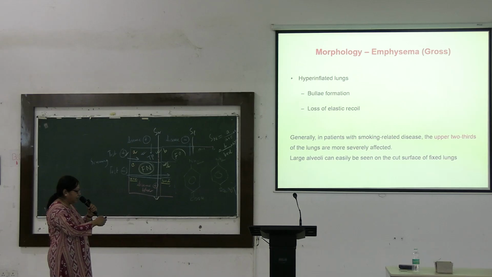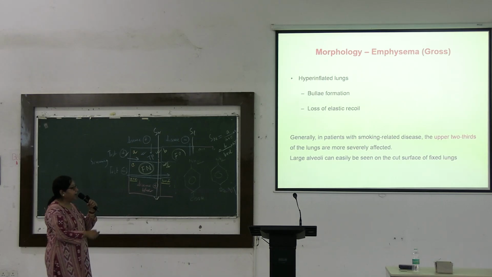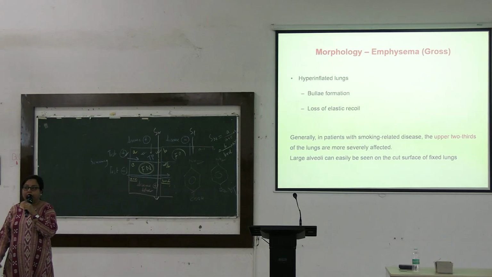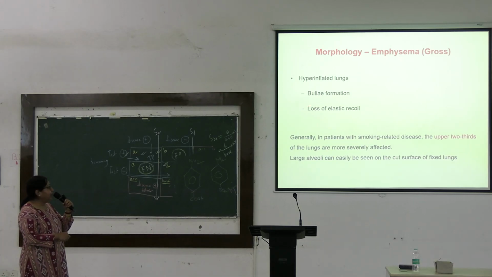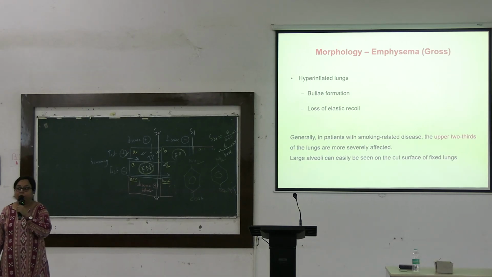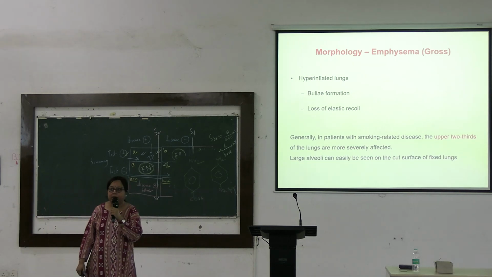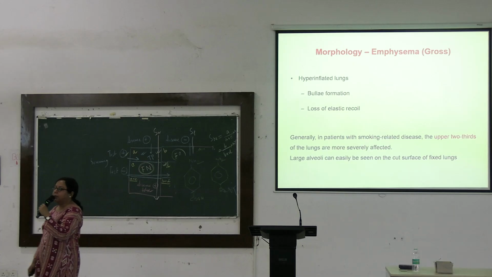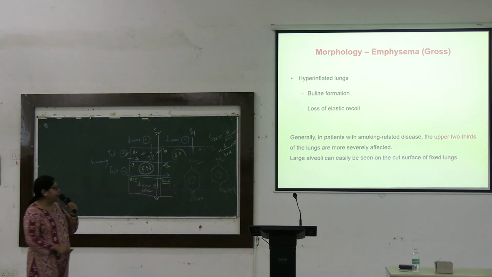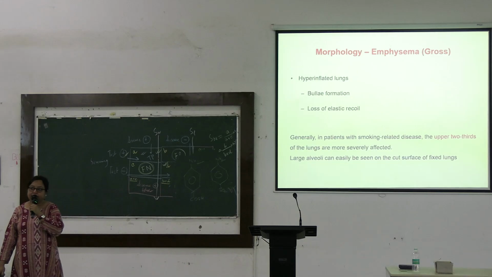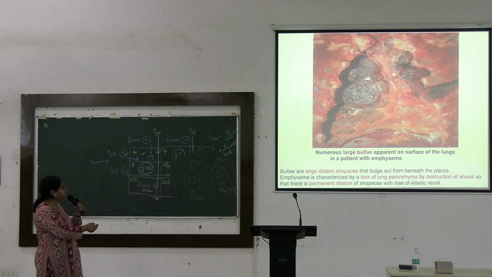So the morphology is, we can see that there is a hyperinflated lung. The lungs will be hyperinflated with bulla formation and loss of elastic recoil. So the lungs can normally recoil, but in emphysema, there is loss of the recoil feature. The upper two-thirds of the lung is severely affected.